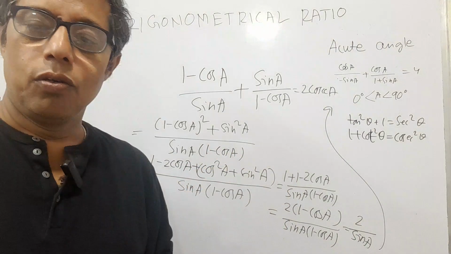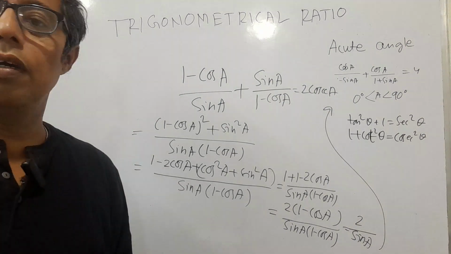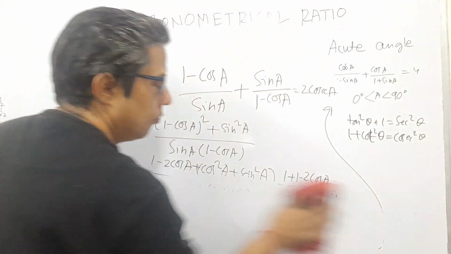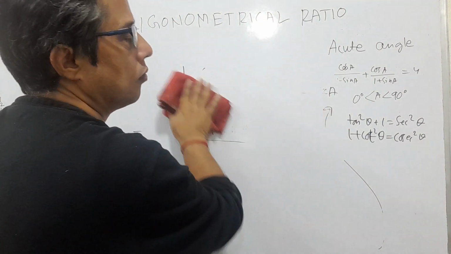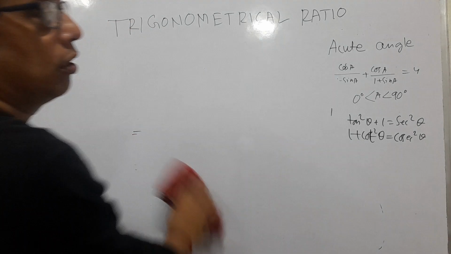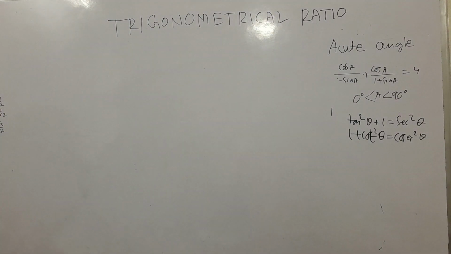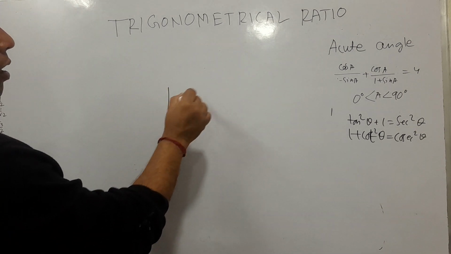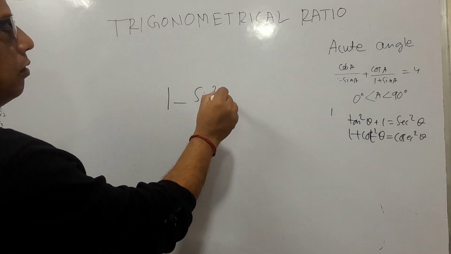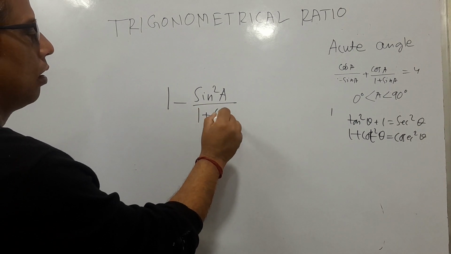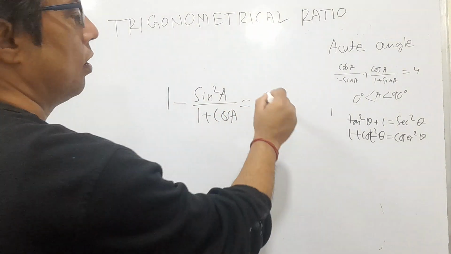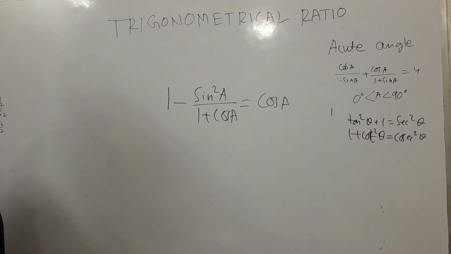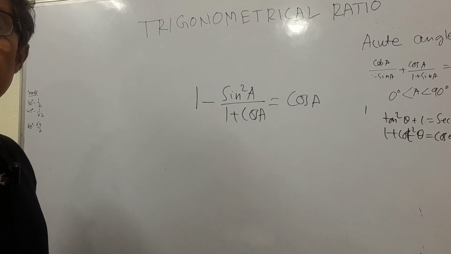So this way we have to prove the things. Now let's do the next one. Next one is 1 minus sin square A by 1 plus cos A. I have to prove it equals cos A. So let's start from the left hand side.